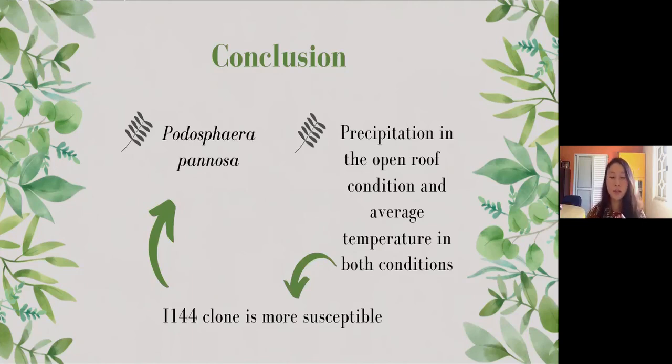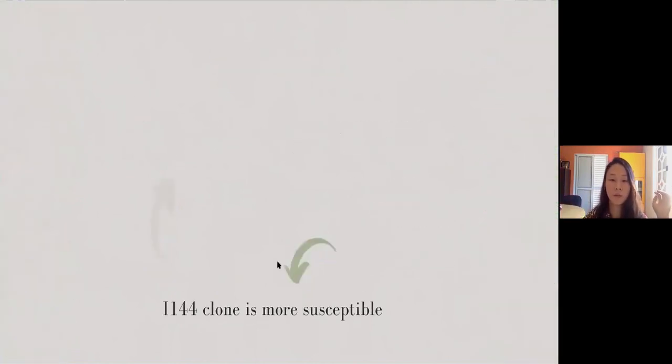I wouldn't suggest the covered condition due to the price of building the structure. So I recommend keeping it open roof and simple. And the I144 clone looks the most suitable for this disease, so I wouldn't recommend this clone.